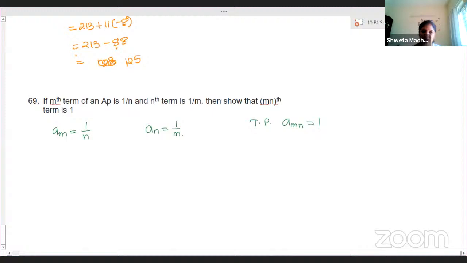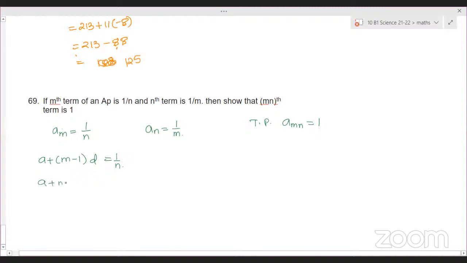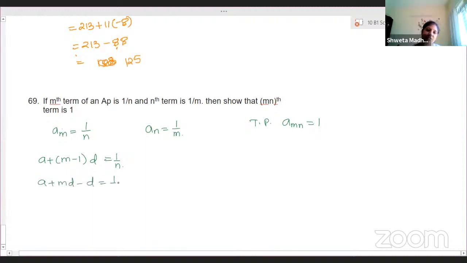AM, use the formula for the mth term: A plus m minus 1 into D is equal to 1 by n. Open bracket, A plus m into D minus D is equal to 1 by n. Consider this as equation 1. Similarly, solve the second equation given. AN, that means A plus n minus 1 into D. This value is 1 by m. So A plus nD minus D is equal to 1 by m. Consider this as the second equation.